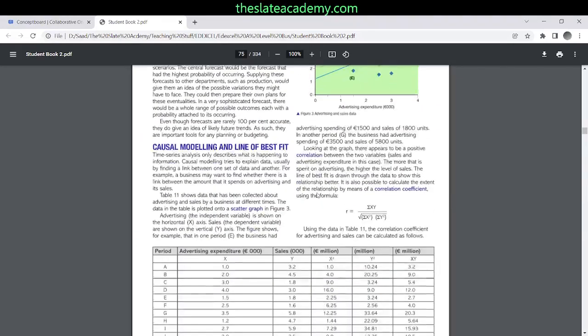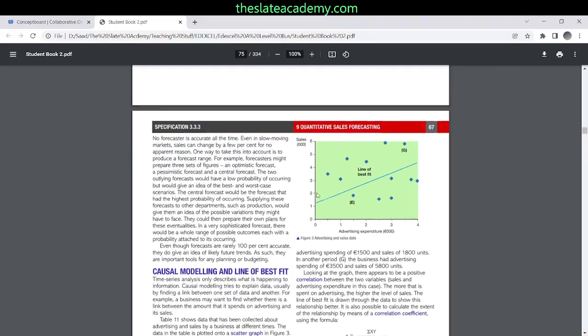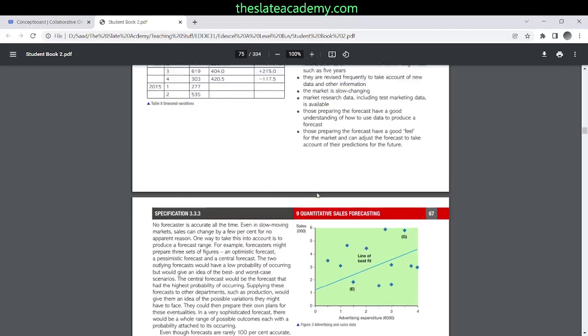If you are using extrapolation based on very old data, again the data might be outdated.